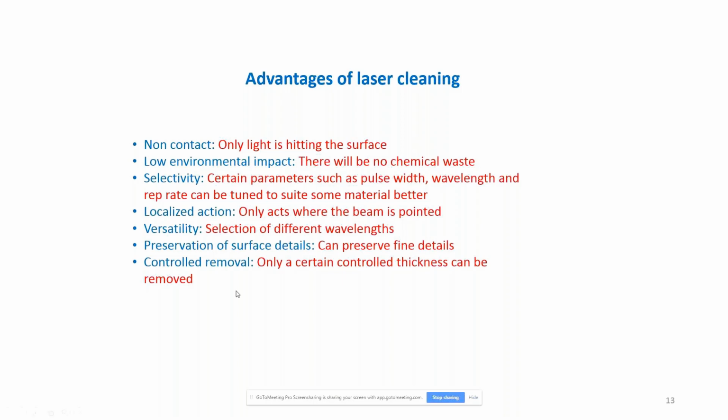Preservation of surface details, you can focus the beam down to a very small spot and work on the surfaces that have a lot of fine details and clean them. Controlled removal, only a certain controlled thickness can be removed. You can control the laser parameters so that you only remove a certain thickness as compared to, say, chemicals where you don't have that much control.